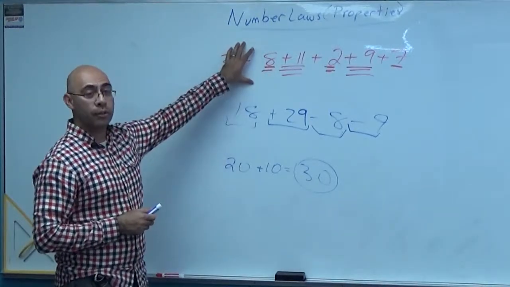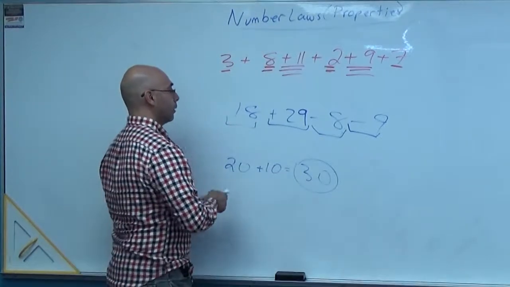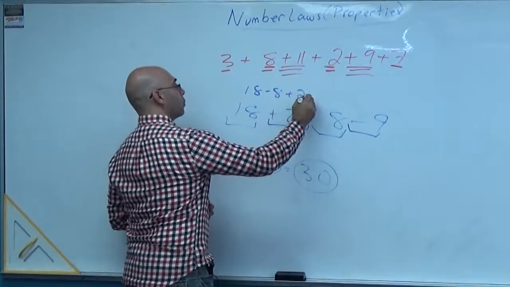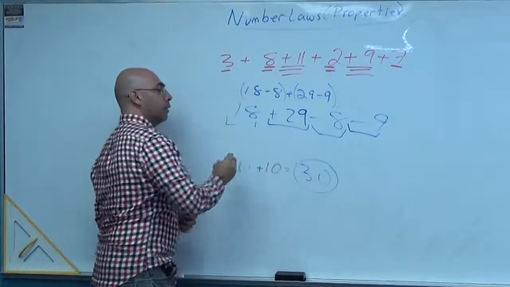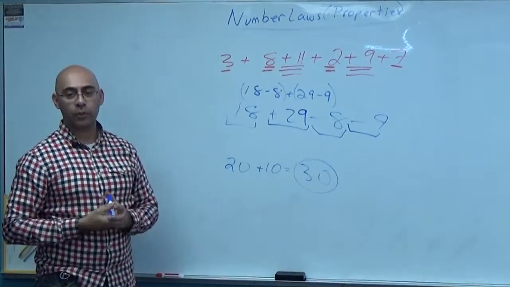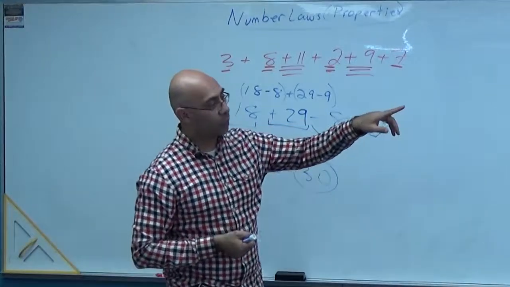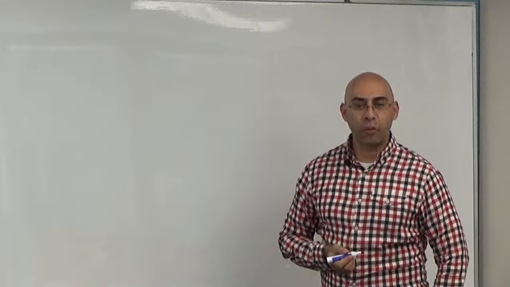So we combine two rules or properties together. You can commute, move them around, and then associate. In this case, I associated 18 minus 8 plus 29 minus 9, and I grouped those guys together. So you can associate numbers. When it's adding or subtracting, you can do that. Same thing with multiplying and dividing. This is called the distributive property.